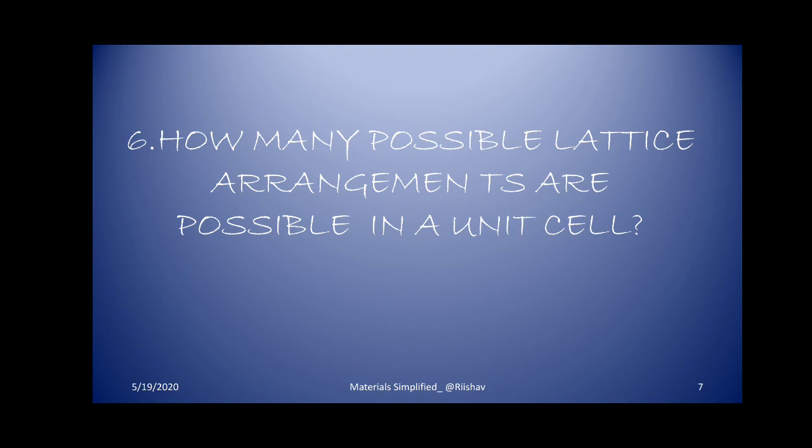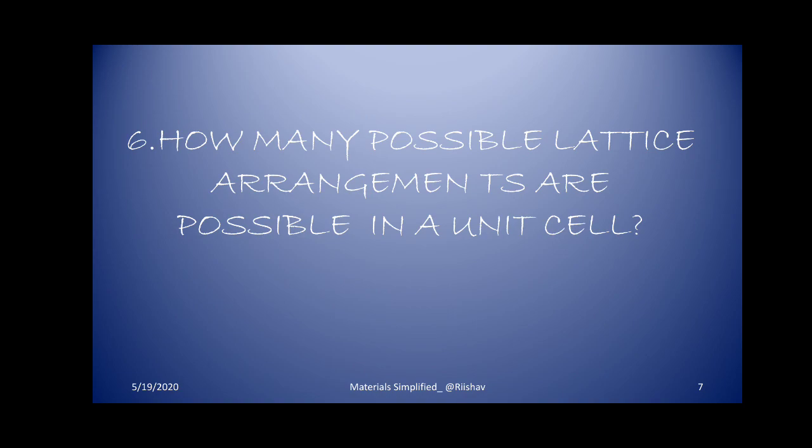Well, if I say P, I mean my lattice points are only at the corners of my unit cell. Now, if I say I, I mean in a unit cell my lattice points are at corners, plus there is also a lattice point at its body center. If I say F, that is face centered, that means my lattice points are at corners, plus lattice points are also present at face centers.